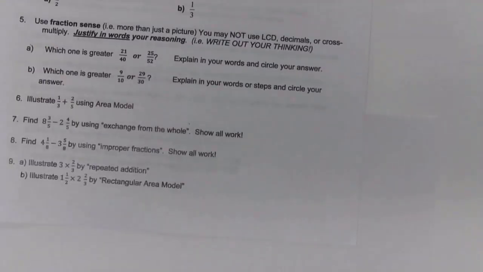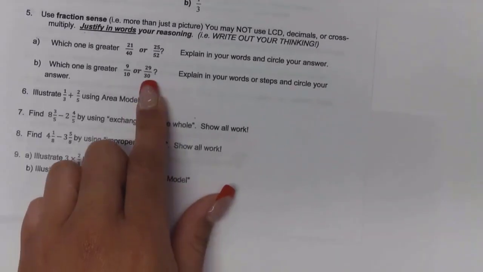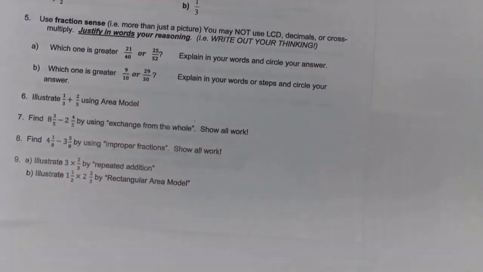Number 5 says use fraction sense. You may not use LCD, decimals, or cross multiply, and you must justify with your words and your reasoning. So on A, it says which one is greater, 21 over 40 or 25 over 52?